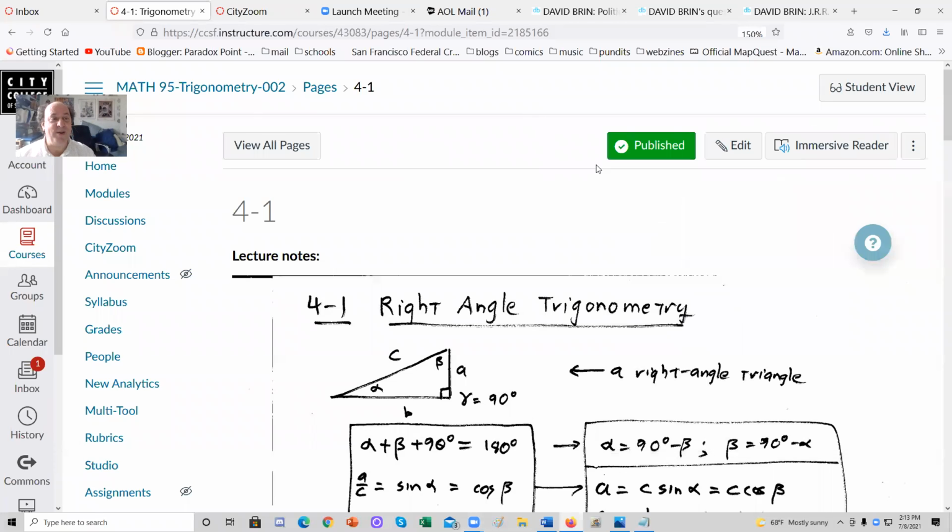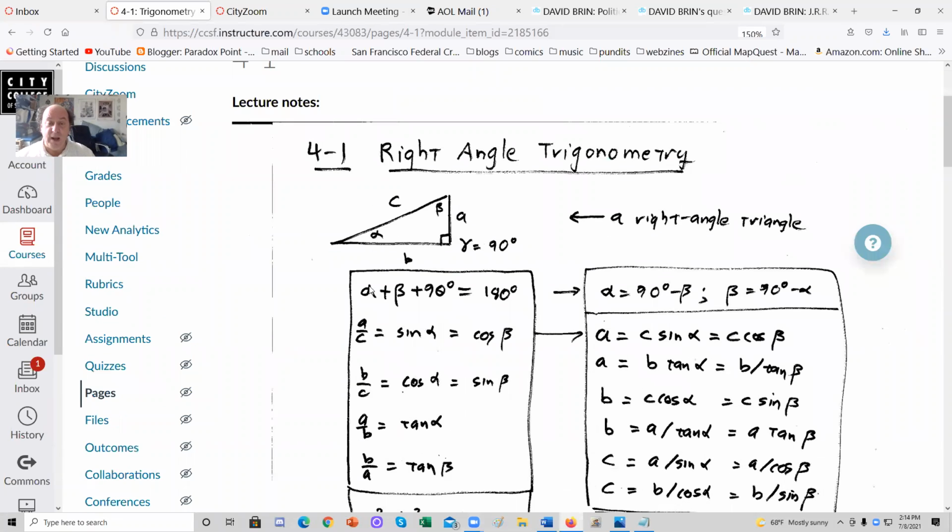All right, finally doing some actual trigonometry, by which I mean triangle measuring. Okay, here we go. And we'll start with the simplest case, right angle triangles.